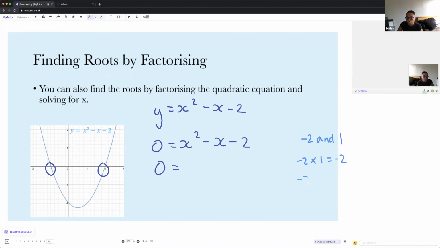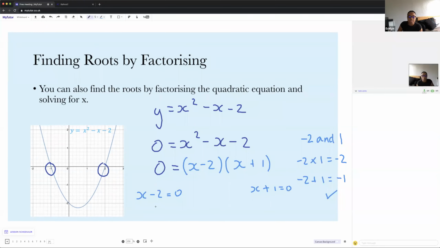And -2 plus 1 is -1. So we've got our two numbers. The next step is just to put those into the brackets. We've got x minus 2 and x plus 1. Then we set each of our brackets equal to 0. So we've got x minus 2 equals 0 and x plus 1 equals 0.